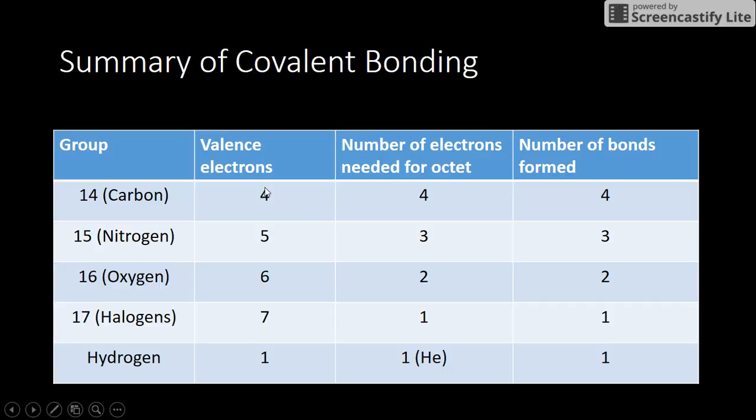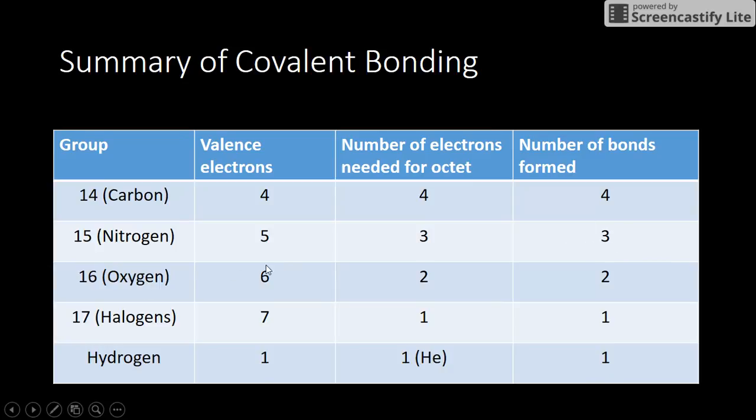Maybe you didn't notice, but anything in group 14, the one that starts with carbon, has four valence electrons. They're going to need four more electrons to become an octet. And because of that, they're looking to make four bonds. Group 15, topped with nitrogen, has five valence electrons, that whole group. They need three more to get an octet. 5 plus 3 is 8. So they're looking to make three bonds.